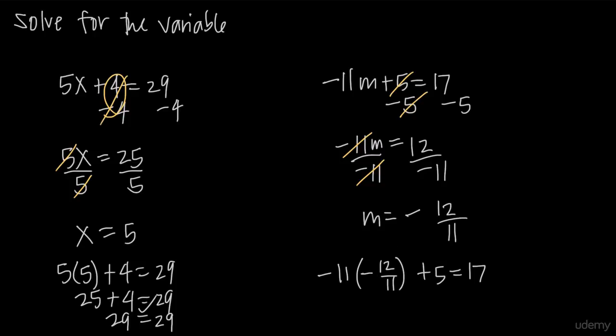So the first thing we see here is that we have a negative times a negative. Those are going to cancel with each other and become positive. Here we have an 11 in the numerator and an 11 in the denominator, so those two will cancel with each other, and we'll just be left with 12 plus 5 equals 17, which we know is 17 equals 17, and we can see that the left and right hand sides are equal to one another, which means that m equals negative 12 elevenths is in fact a solution to the equation that we were given.